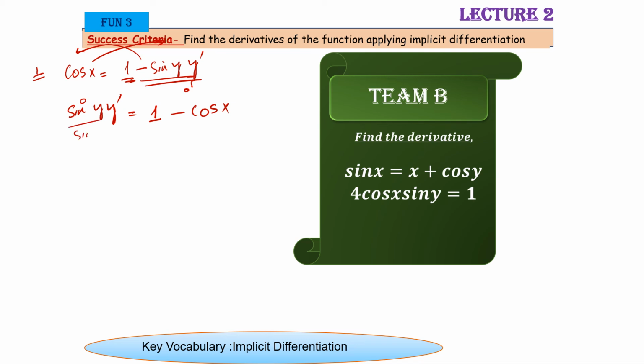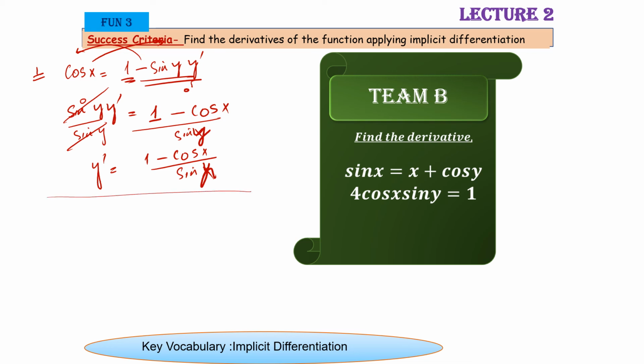Now, divide both sides by sin y. The reason is that we are solving for y prime. So we will get 1 minus cosine x over sine x. Sine y, sorry, cosine x over sine y. That's all.